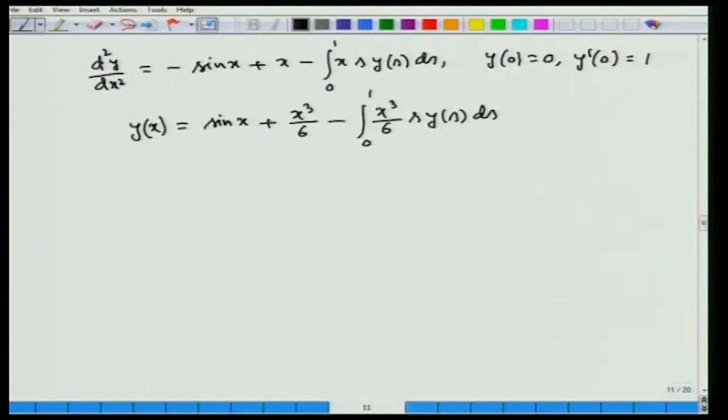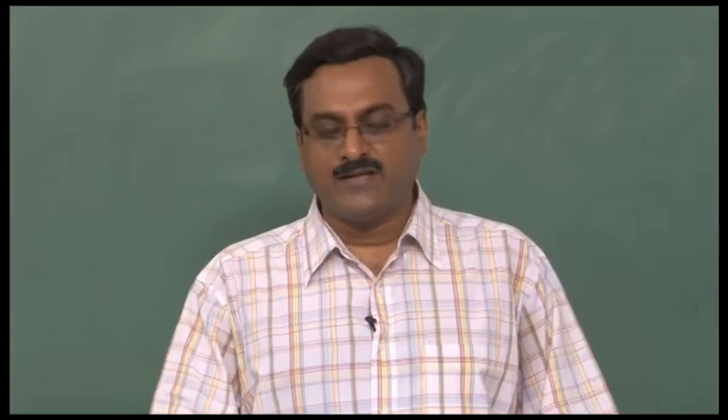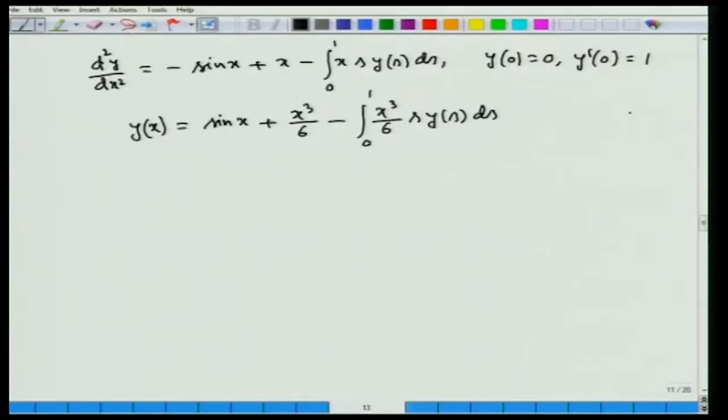Now, this equation y(x) equal to sin x plus x cube by 3 minus integral 0 to 1 of x cube by 6 times s y(s) ds is nothing but a Fredholm integral equation of the second kind, an inhomogeneous Fredholm integral equation. And using the earlier methods that we have considered for Fredholm integral equations, you can also solve this equation by using any one of those techniques that we have already discussed.